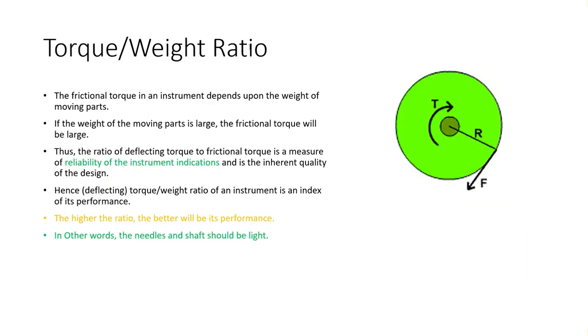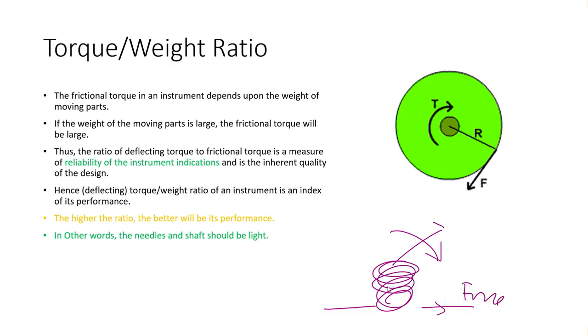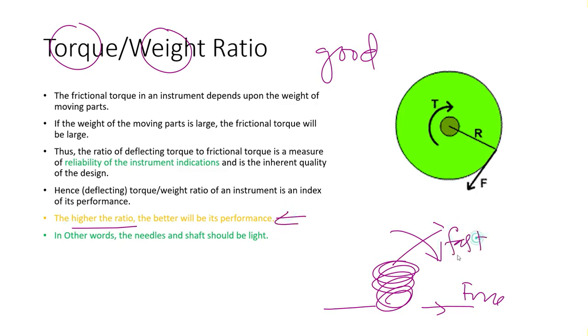Torque versus weight ratio is very much important. This torque is necessary for moving the needle of an instrument. So if this mechanism is heavy, we will need more current and more force to move it. If this mechanism is light, we will need a lesser value of torque. So if this ratio is high, we will say that this instrument is good. That's why a high ratio gives us better performance. The movement would be fast, because we'll need less current or less force for its movement.